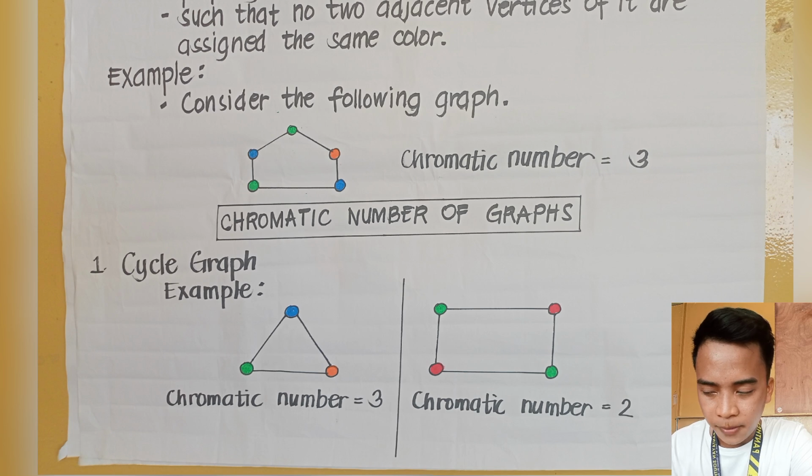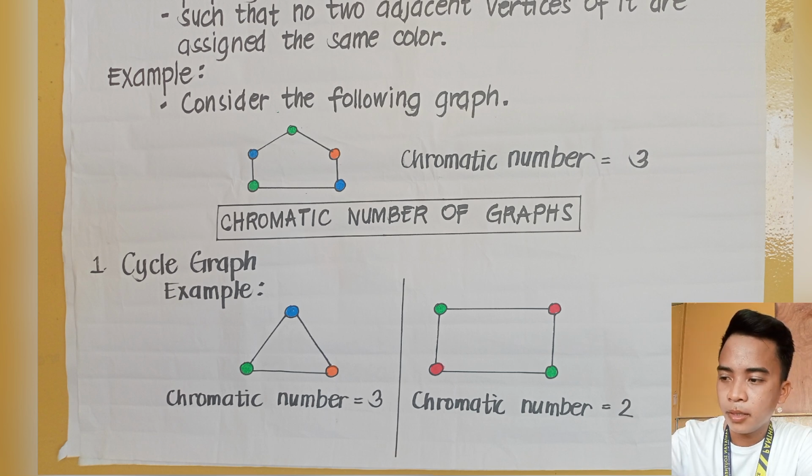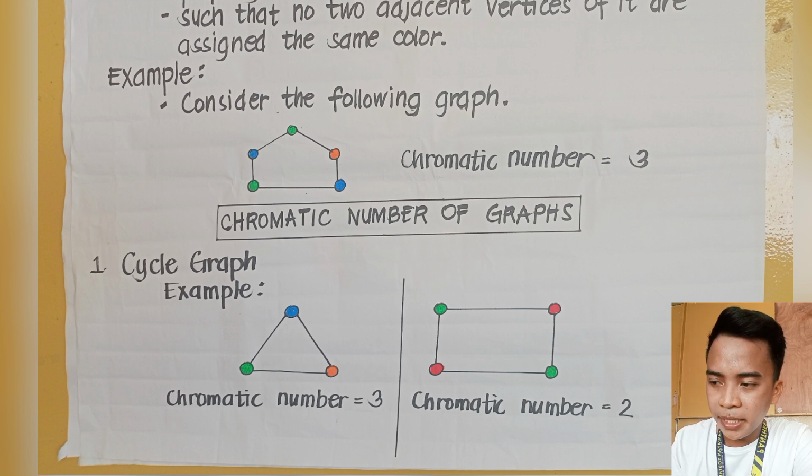Now, the next graph is a planar graph. A planar graph is a graph that can be drawn in a plane such that none of its edges cross each other. So the chromatic number of planar graphs is less than or equal to 4. This is an example of a planar graph. The chromatic number of each planar graph is less than or equal to 4, as I said earlier.